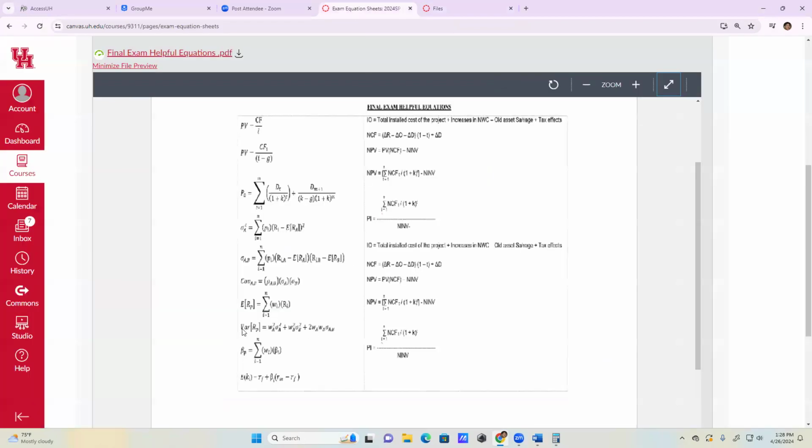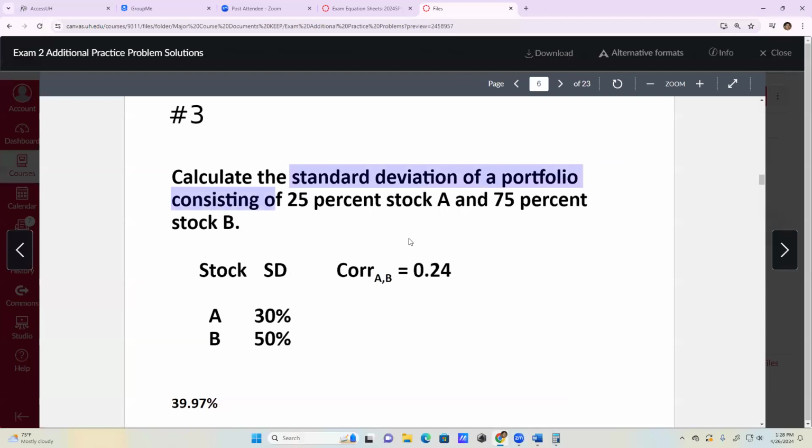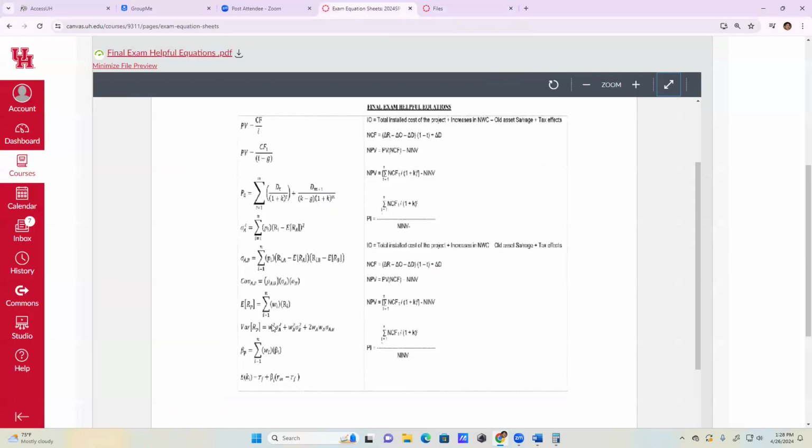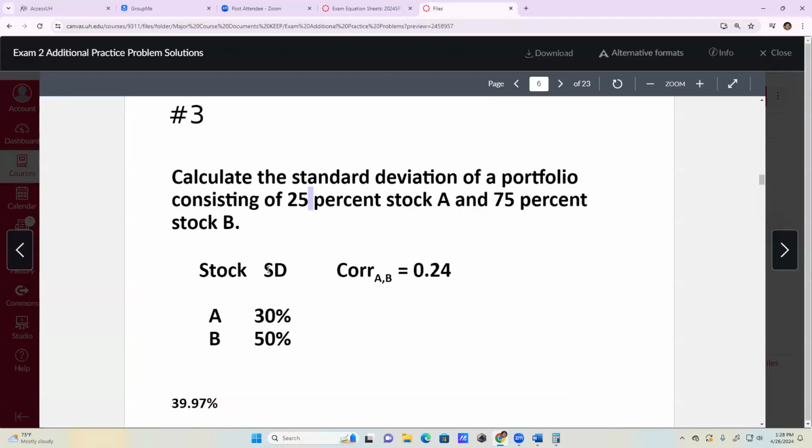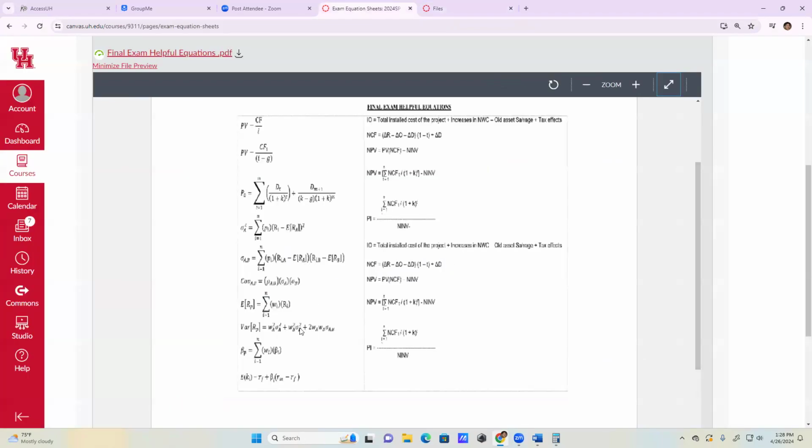How do you know? The reason I know is because it gives me the weight, which is called W, and it gives me the standard deviation of A and the standard deviation of B. So I know it's going to be this equation right here, and if you put in the values, it's going to be a variance. To find the standard deviation, you have to take the square root of the variance.